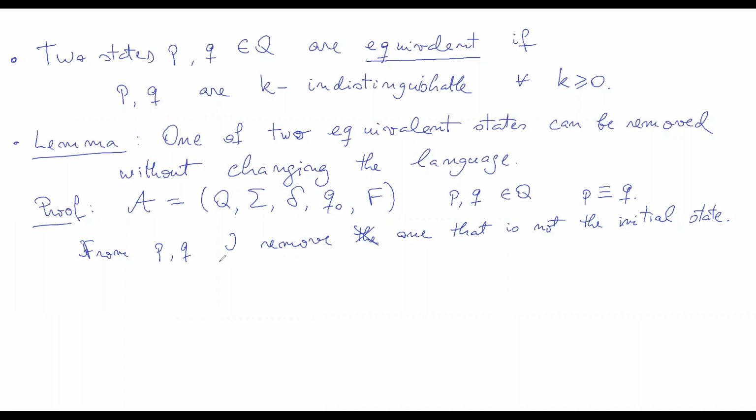So I'm going to remove that one. And so I say assume P is different than Q0 and remove P. If P is in fact equal to Q0, just eliminate the other one. But I'm going to assume that P is different than Q0, and I'm going to remove this one. And so here is how it goes.